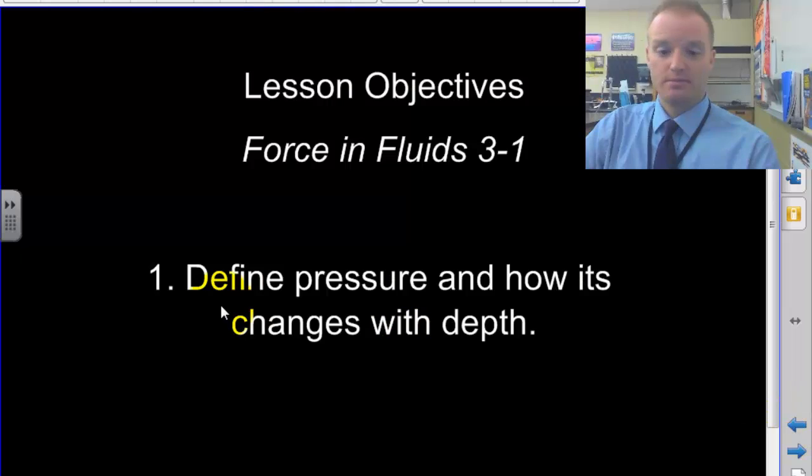So, Arnold, we are talking about force in fluids, about fluid pressure. And our goals today are to define pressure and how it changes with depth.